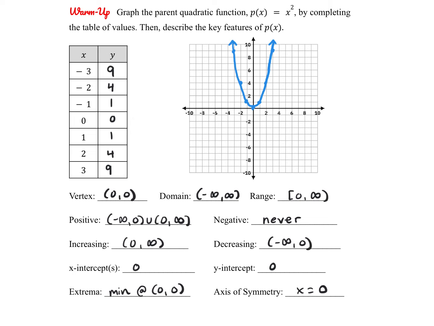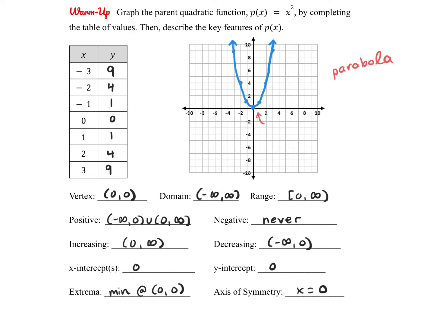Alright, so since we are focusing on quadratic functions this chapter, we're always going to start by looking at that parent function, which you can always make by just creating a little table of values here. So we see that we have that parabolic shape. This graph is called a parabola. There are some key features.